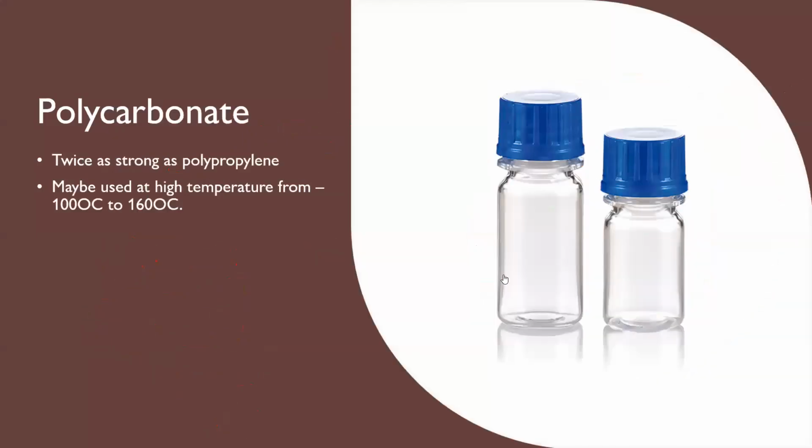All right. So we have your polycarbonate. Polycarbonate is twice as strong as polypropylene. Polycarbonate can be autoclaved, diba? May be used at high temperature from 100 degrees Celsius to 160 degrees Celsius. Eh yung ating autoclave 121 degrees Celsius. Pasok sa banga. Okay? Polycarbonate chemical resistance is not as wide as polyolefins.